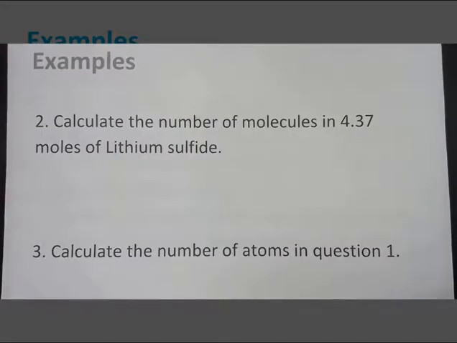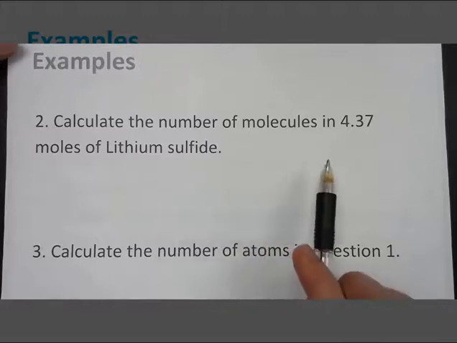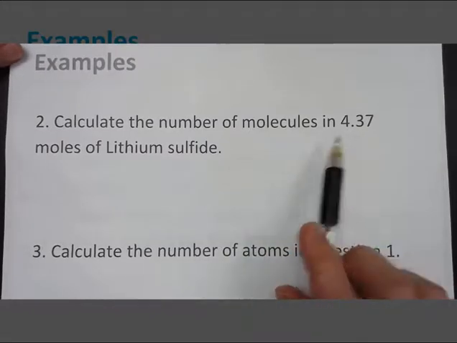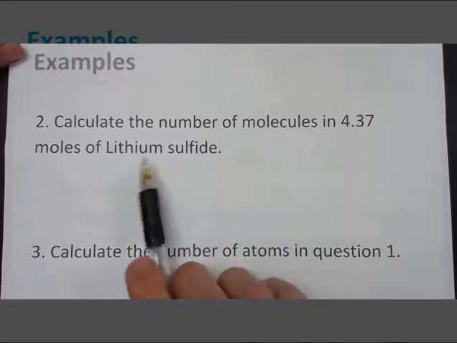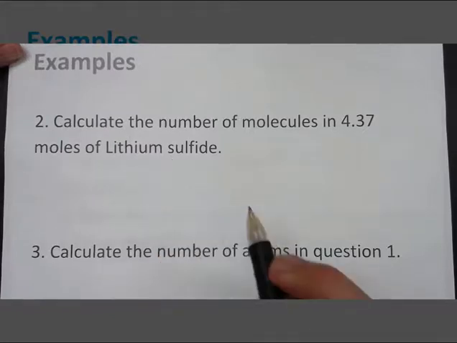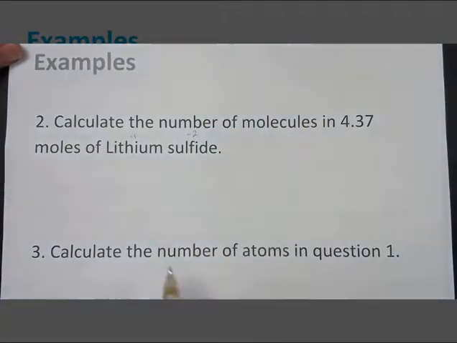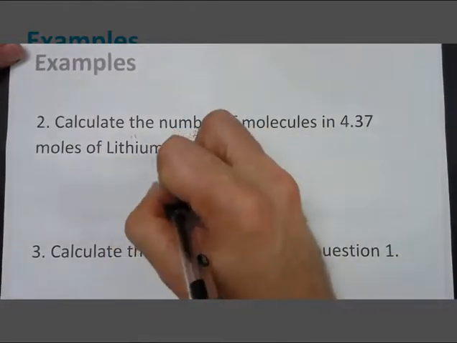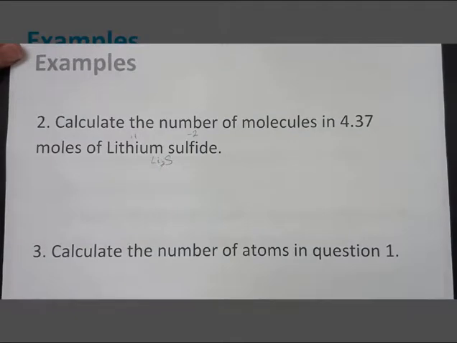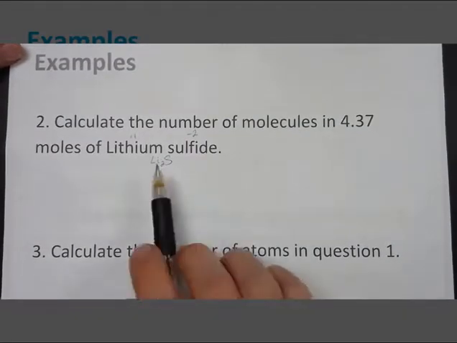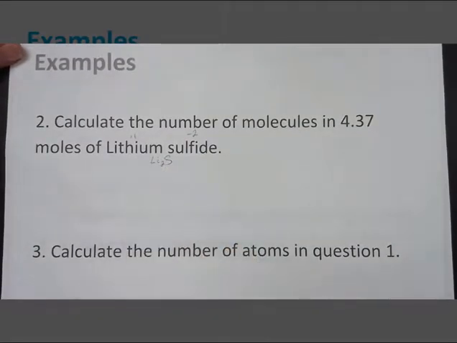Let's look at another one, kind of jumping into chemistry contexts. Calculate the number of molecules in 4.37 moles of lithium sulfide. Let's go ahead and write a formula for this, just so we have it down. Lithium has a +1 charge, sulfide has a -2 charge, and so we need 2 of the lithiums and 1 sulfide to make a neutral compound. So this is an ionic compound, or a salt, a lithium sulfide salt.